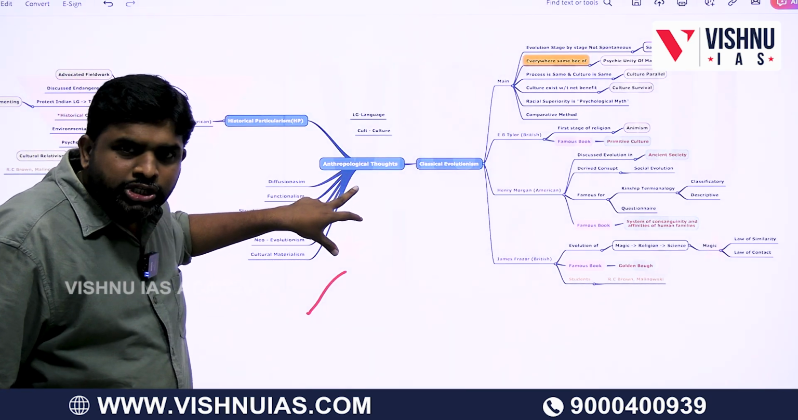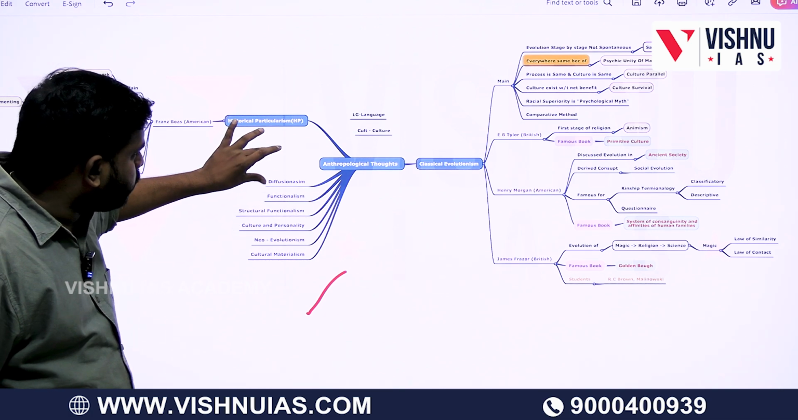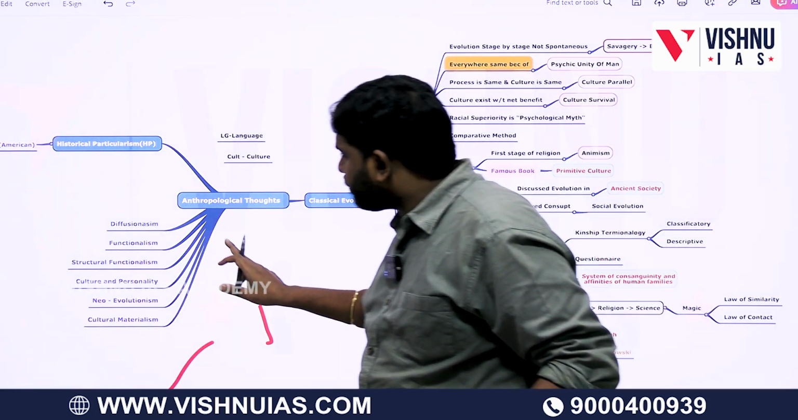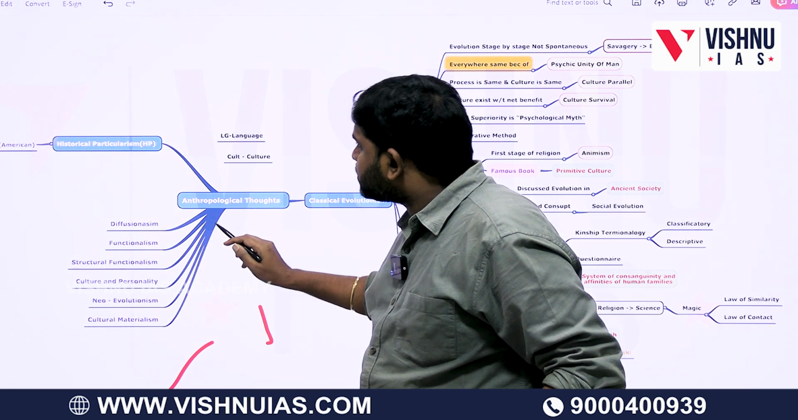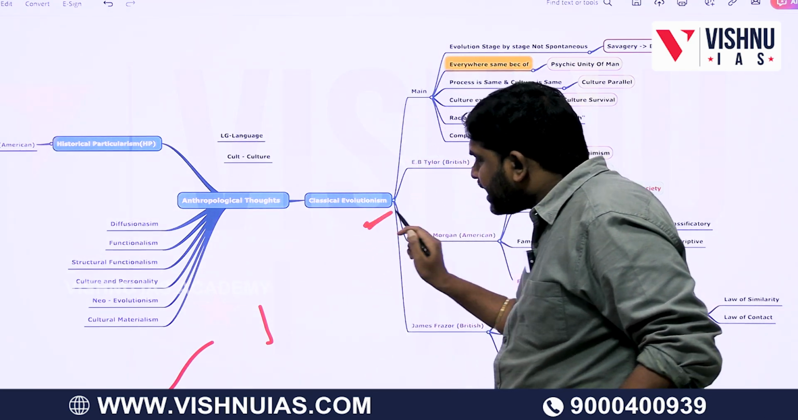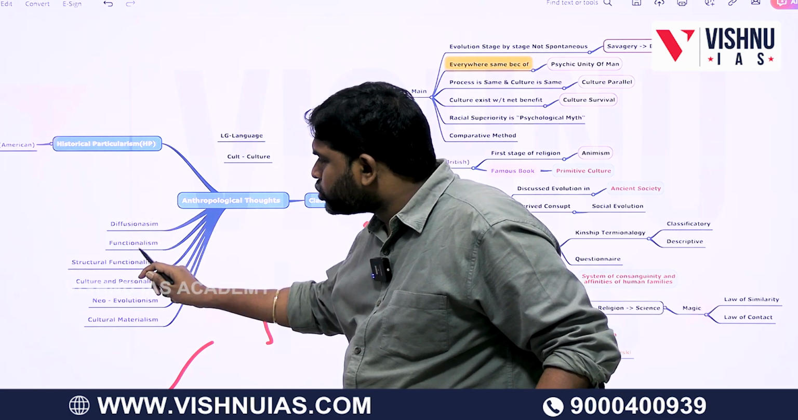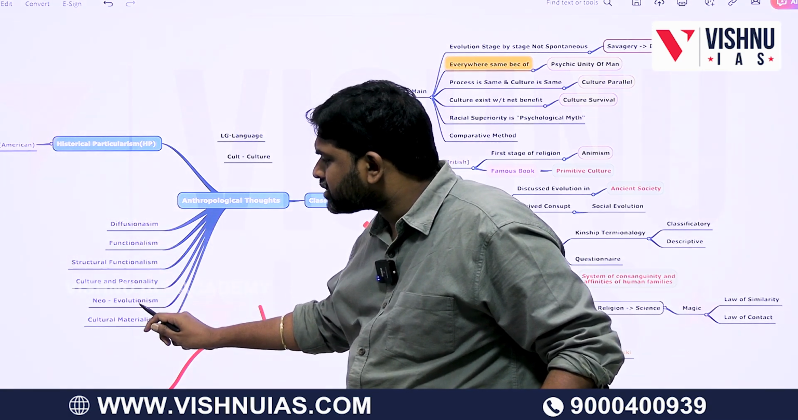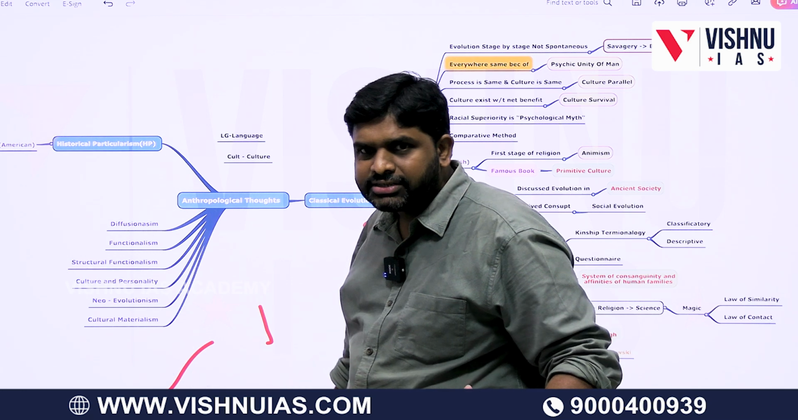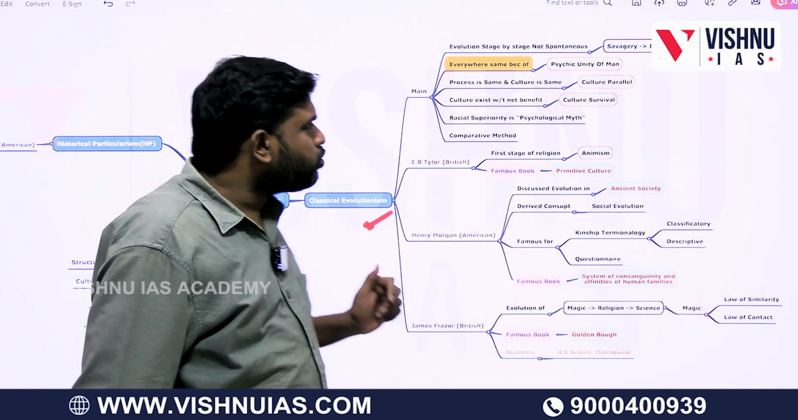First of all, anthropological thought. I believe it is visible to you. Here in this, we will have classical evolutionism and other topics like historical particularism, diffusionism, functionalism, structural functionalism, the culture and personality school, neo-evolutionism and cultural materialism. How to remember, I will be giving you some hints.